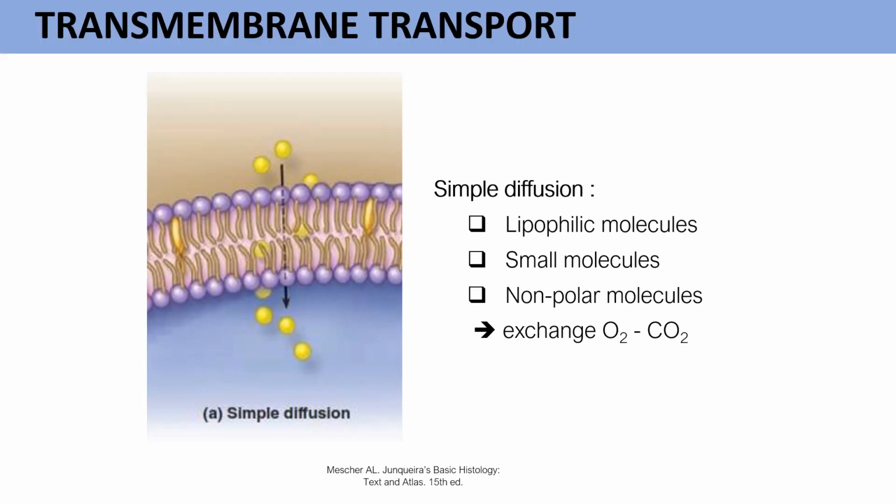This is the transmembrane transport by simple diffusion. In simple diffusion, lipophilic molecules, small molecules, and non-polar molecules can pass through the membrane. An example of simple diffusion is the exchange of oxygen and carbon dioxide between blood and body tissues. These molecules are lipophilic, small, and non-polar, so they can pass the membrane by simple diffusion.